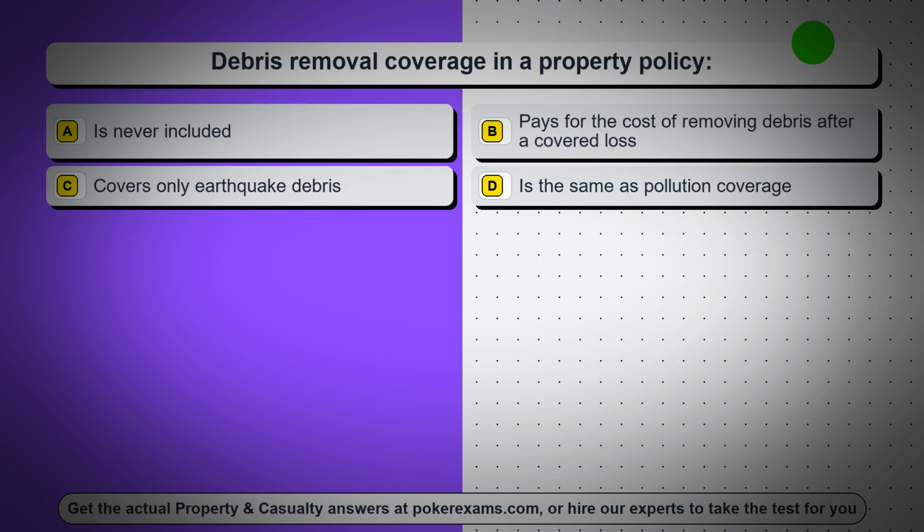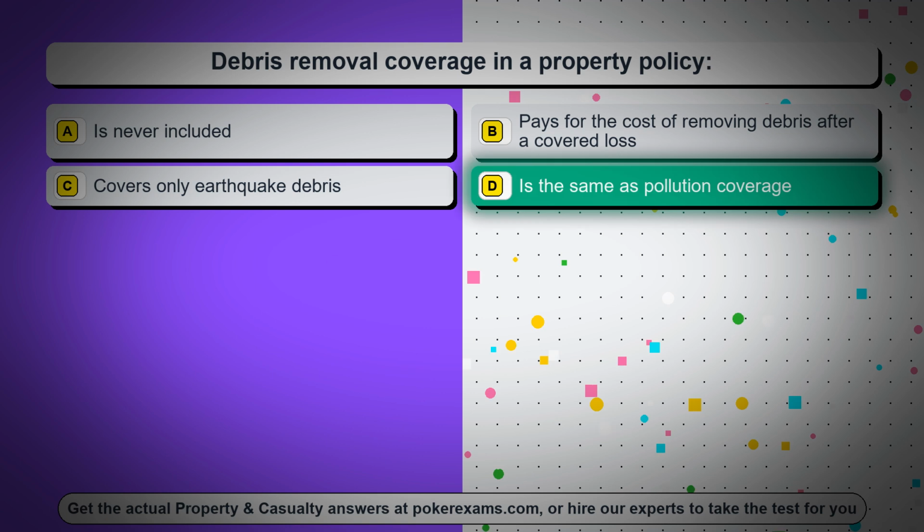Debris removal coverage in a property policy. Option A is never included. Option B pays for the cost of removing debris after a covered loss. Option C covers only earthquake debris. Option D is the same as pollution coverage. The correct answer is option D, is the same as pollution coverage.